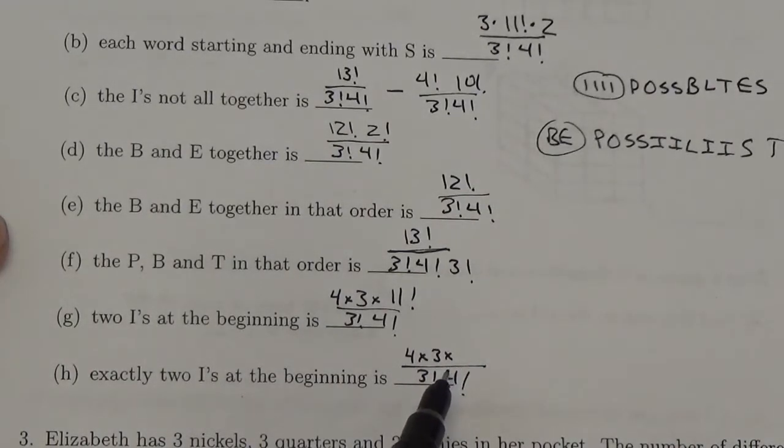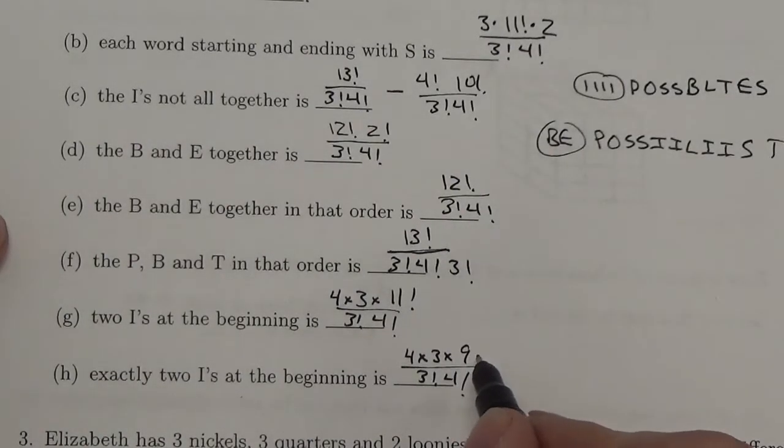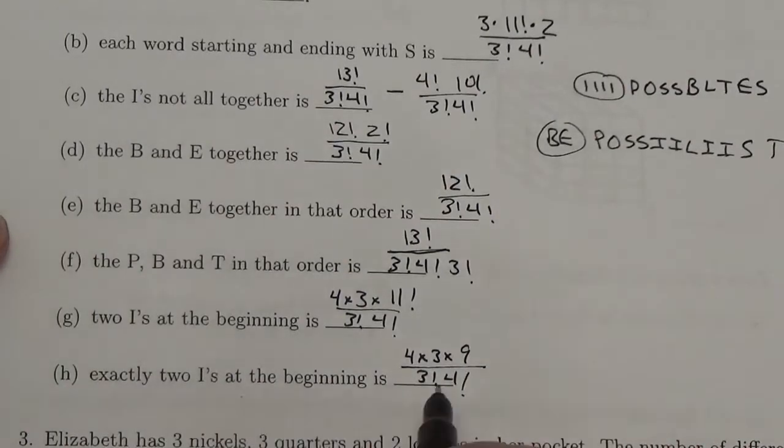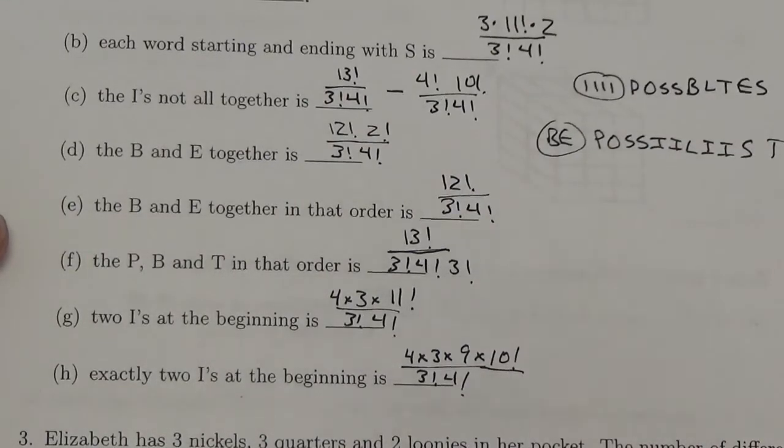But now I've got to throw a letter on there that's not an I. And it turns out there are 9 letters left over that aren't I's. So now just those first 2 are I's. Then after that I can put the rest of the letters down in whatever order I want, and there's 10 factorial ways I could do that.